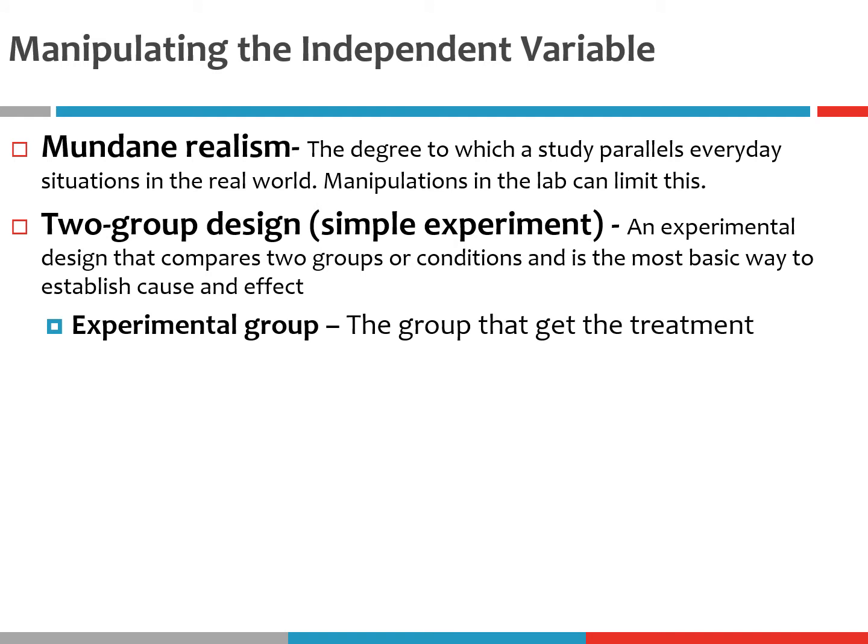The experimental group is the group that gets the treatment. So in my study, it's the group that got the meditation because I wanted to see if meditation reduces anxiety, stress, somatization, etc. So the experimental group is the group that got the meditation.